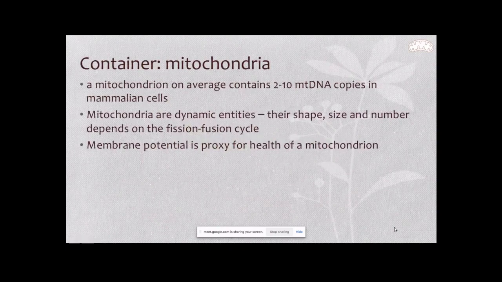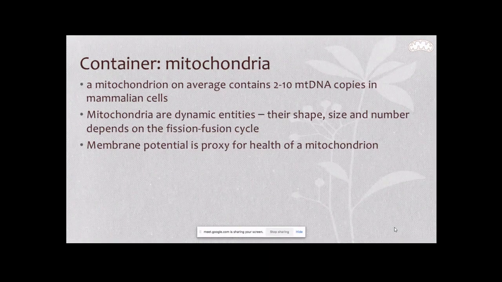A mitochondrion rather contains, say, 2 to 10 mitochondrial DNA copies in mammalian cells. The number varies across the range basically. Mitochondria are dynamic, so it's even harder to ascertain the numbers. The number, size and shape of mitochondria depend on the state of the cycle where it is at that particular moment. It undergoes a fission-fusion cycle almost continuously, and you cannot determine the number perfectly and say that a mitochondrion has that particular number of mitochondrial DNA copies.